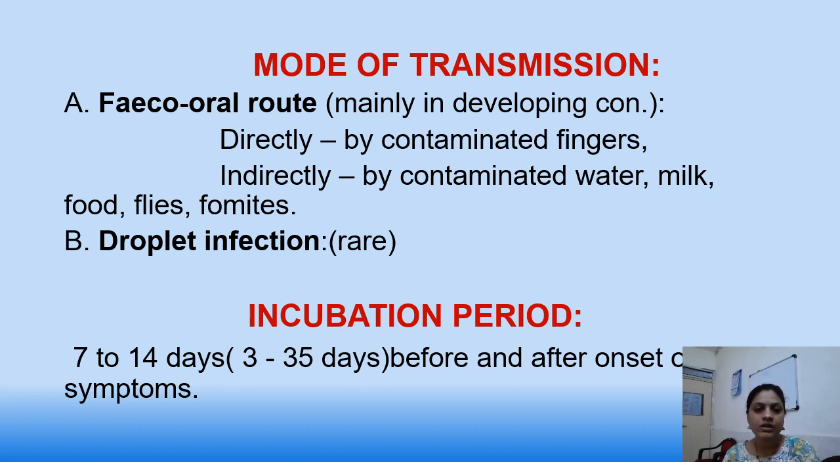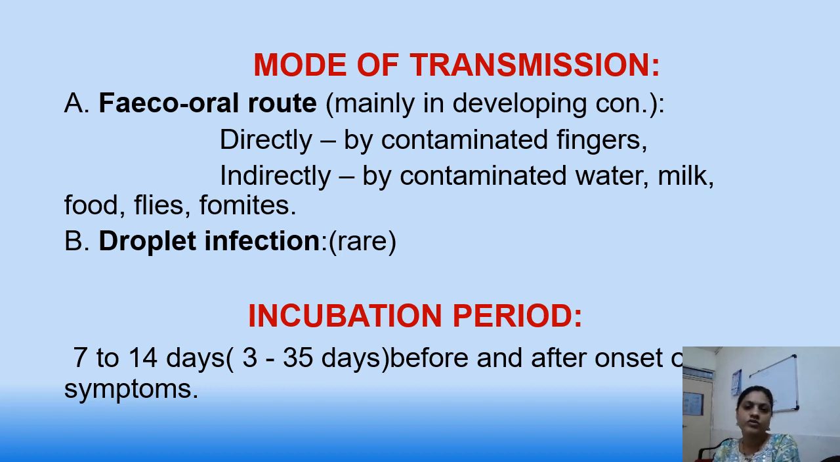Modes of transmission. As all of us already know, the fecal-oral route is the most important route of transmission. It spreads through contaminated water and food, and the virus is excreted in the feces of the child. If this feces mixes with drinking water, the virus will get entry into the drinking water and then reach newer hosts. So the fecal-oral route of transmission is important.